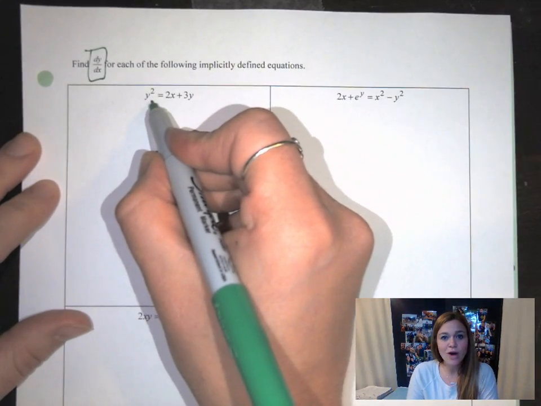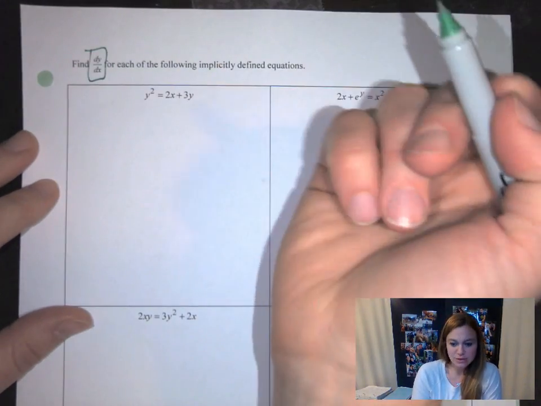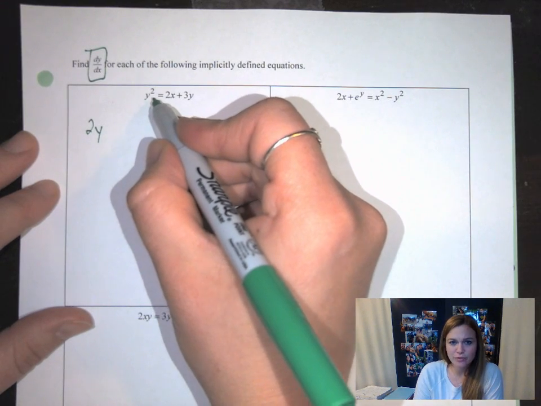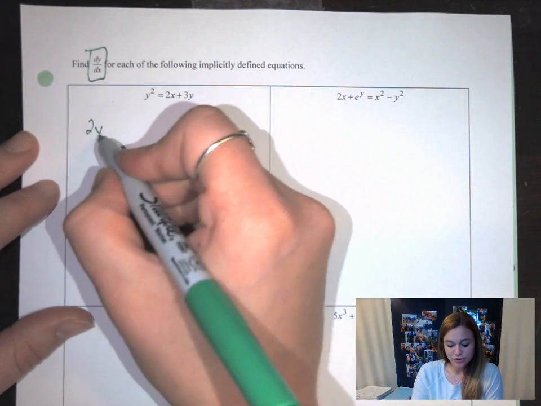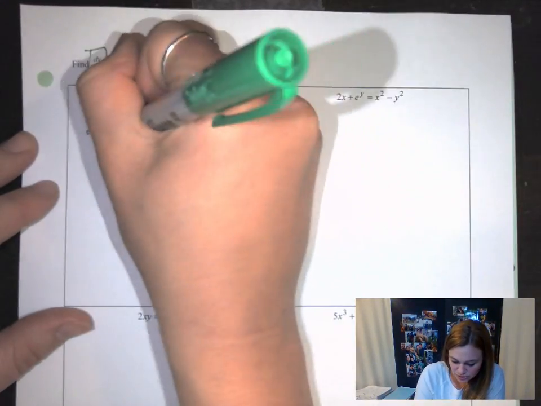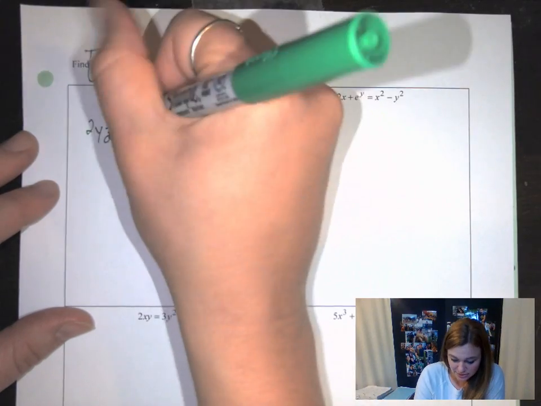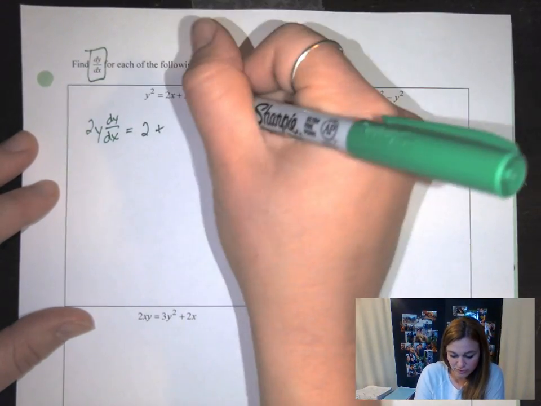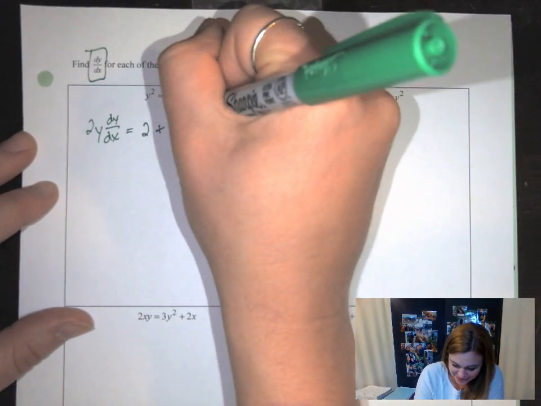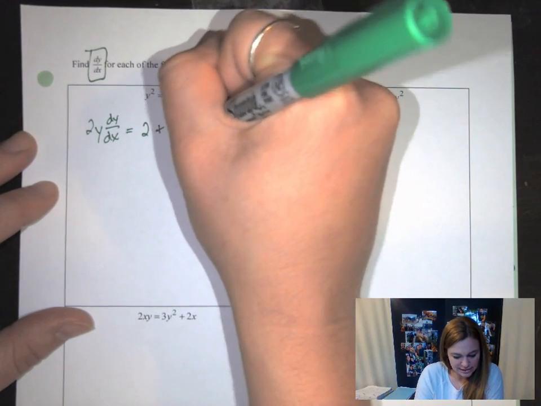So the derivative of y squared. Think about it if it was an x squared. You would get 2x, or in this case 2y. But the derivative of the inside, chain rule, wow, would be the derivative of y we know is dy dx. Is equal to the derivative of 2x is 2 plus the derivative of 3y would just be 3 dy dx. And then you're like, oh, hold on a second, there's 2 dy dx's.